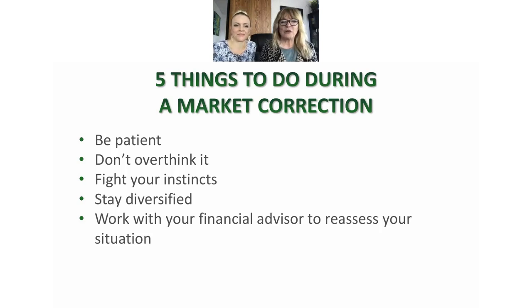So, 5 things to do during a market correction. Panic. Don't overthink it. Fight those instincts. You need to be diversified, and you should be. Folks come to us and they might have $1 million in several mutual funds. I would say that's not very diversified. You want to make sure you have enough things going on, because all things don't go up and down at the same time.